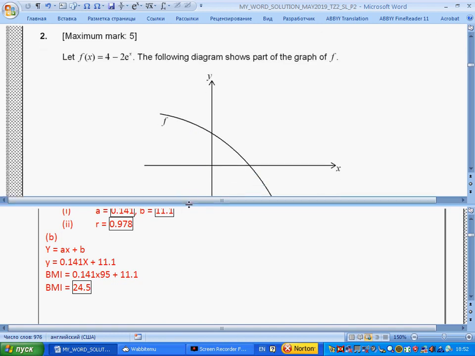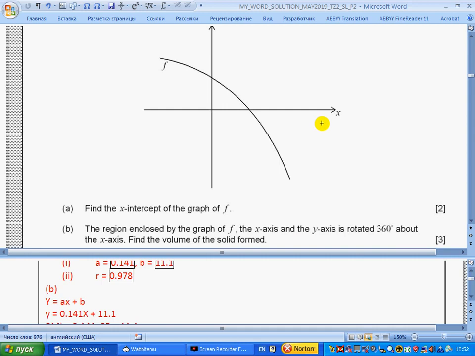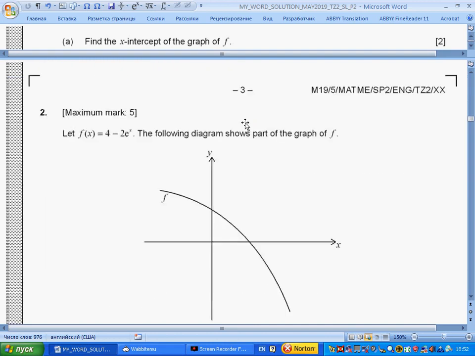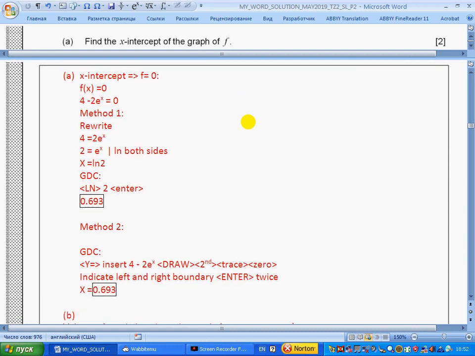Let's look at this question. Let f(x) equal 4 minus 2e^x. The following diagram shows part of the graph, so we can see the graph. Find the x-intercept of the graph. X-intercept means that our function value is 0.